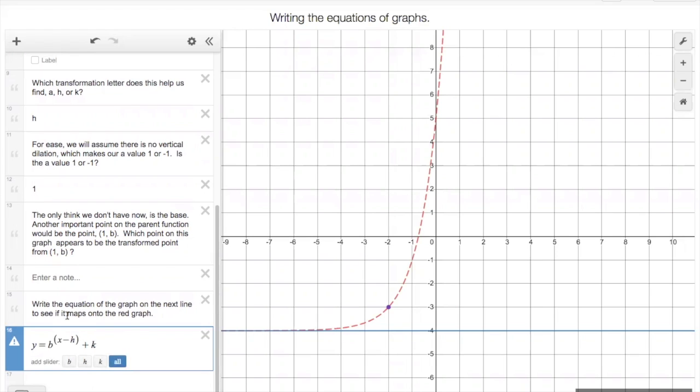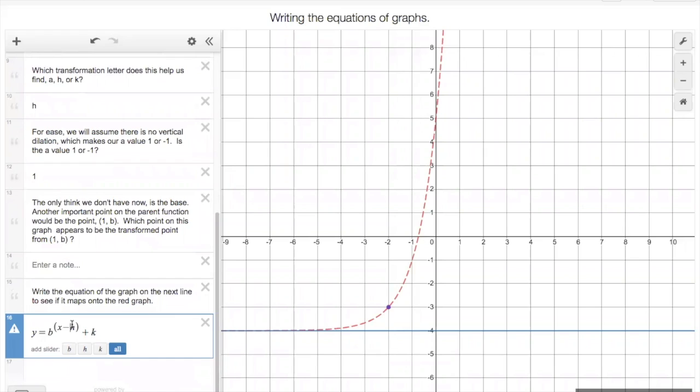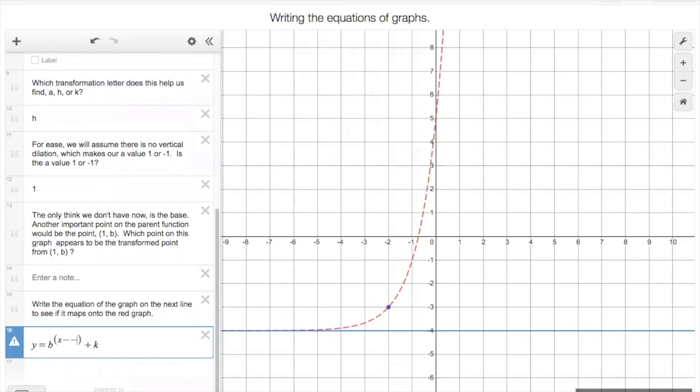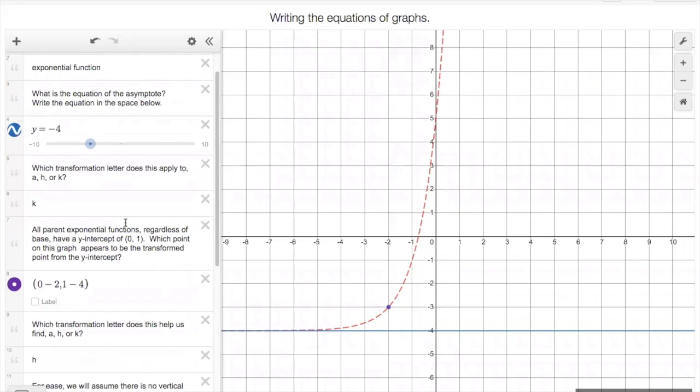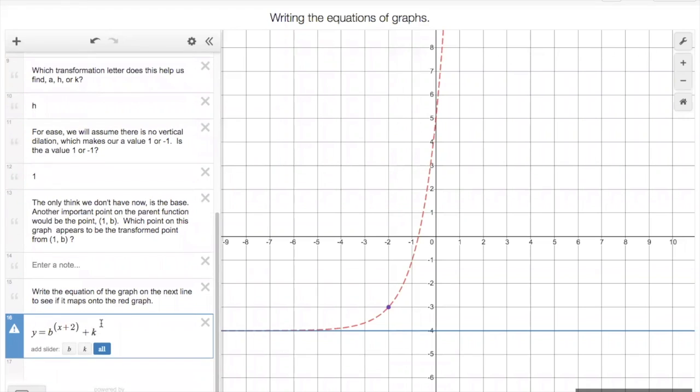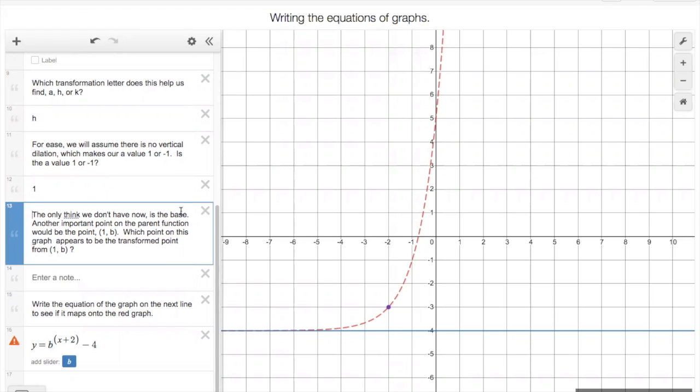So now we have x minus h. Well, we know h is -2. So x minus a -2. We don't write it like -2. We write it as +2. K is -4. Okay, so we now have every single piece except for whatever this base is. So the only thing we don't have now is the base.